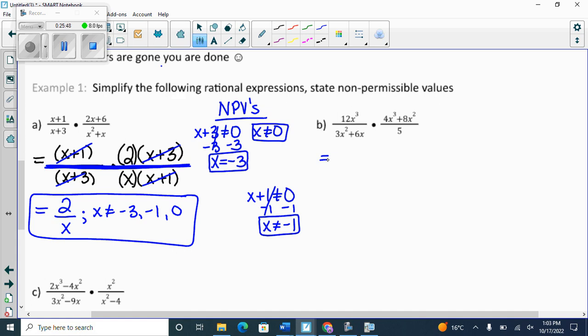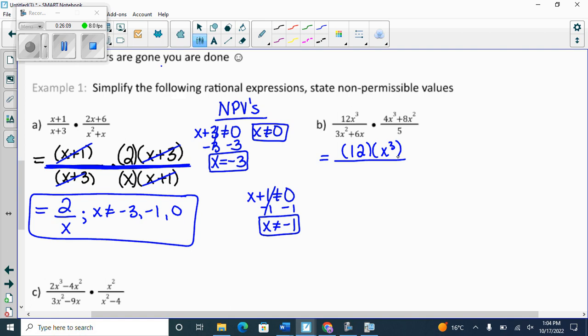B, the left-handed numerator, so left-handed top one is a monomial. What do I do when I have a monomial? Bracket, bracket. I just bracket everything separately, right, when it's a monomial? Monomial meaning one term, no plus or minus signs. So I get a 12 in brackets and an x cubed in brackets.